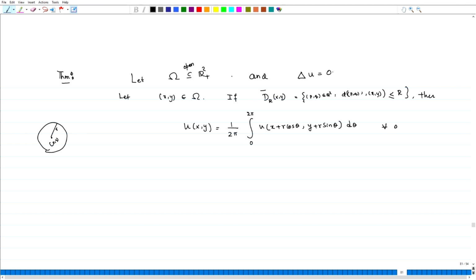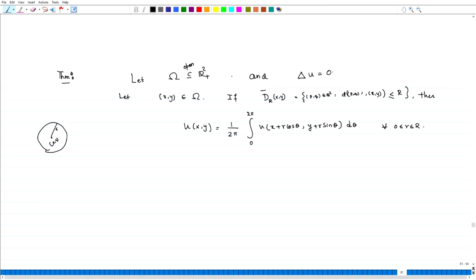For all 0 less than or equal to r. So, now if I know the value on the circle, and I know that u is harmonic inside the disk, then we can capture the pointwise value by just taking the average over all the values on the circle. That is why it is called the mean value theorem for harmonic functions. As you can see, x plus r cos theta and y plus r sin theta are the points on the boundary.